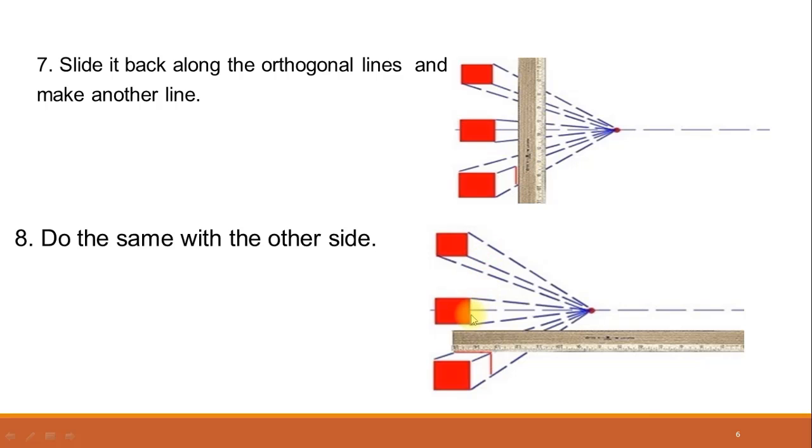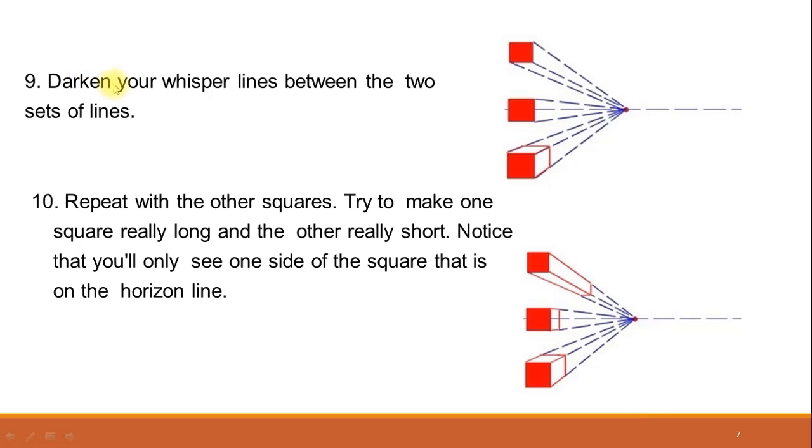Similarly, do the same for the other two squares. Darken your whisper line between the two sets of lines. This is one set of lines and this is the other set of lines. So darken your whisper line between these two sets of lines.